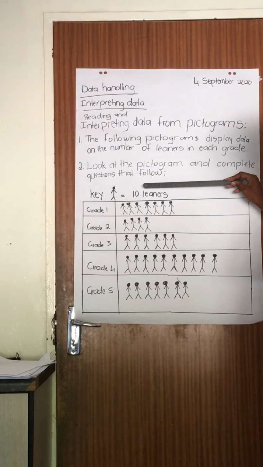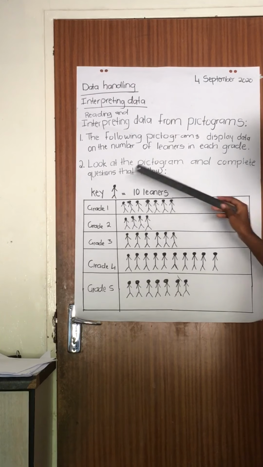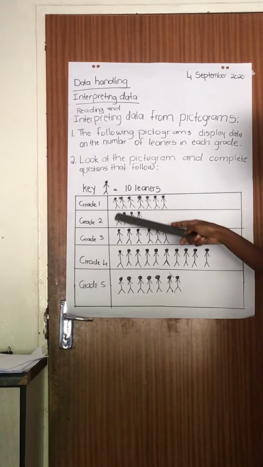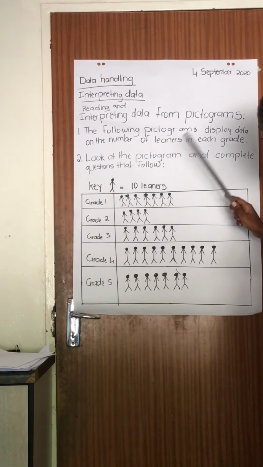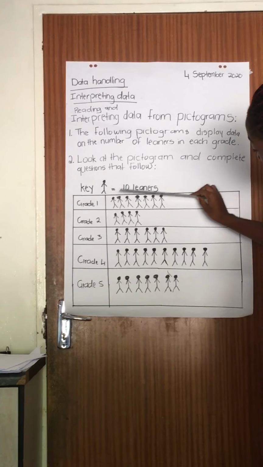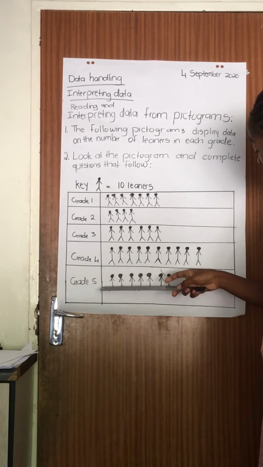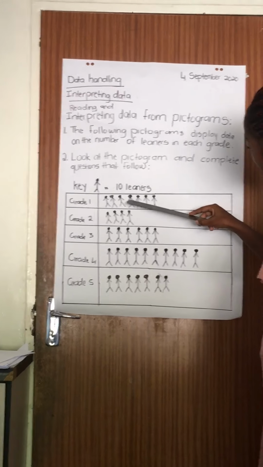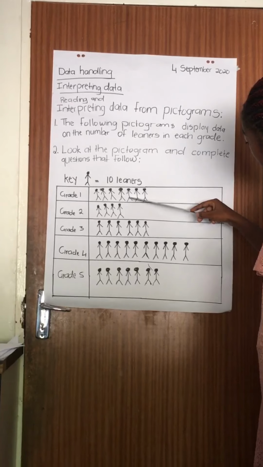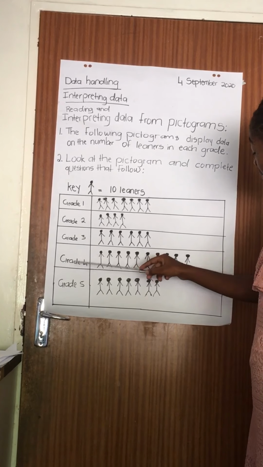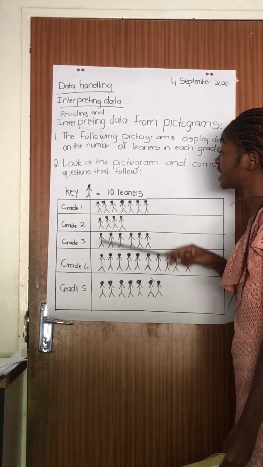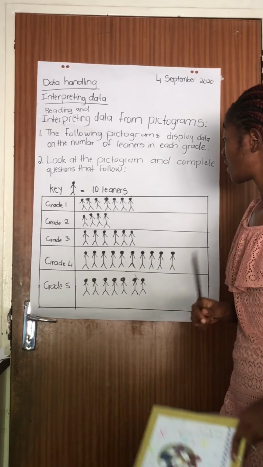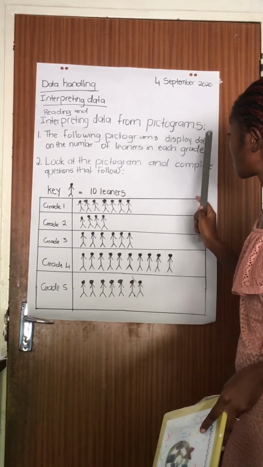So we are going to look at our pictogram. As we can see, our key is telling us each picture or each child represents 10 learners. So we are going to see which grade has more learners. Looking at grade 1, it doesn't have more learners than grade 4. So we conclude here that grade 4 has more learners than all other grades.